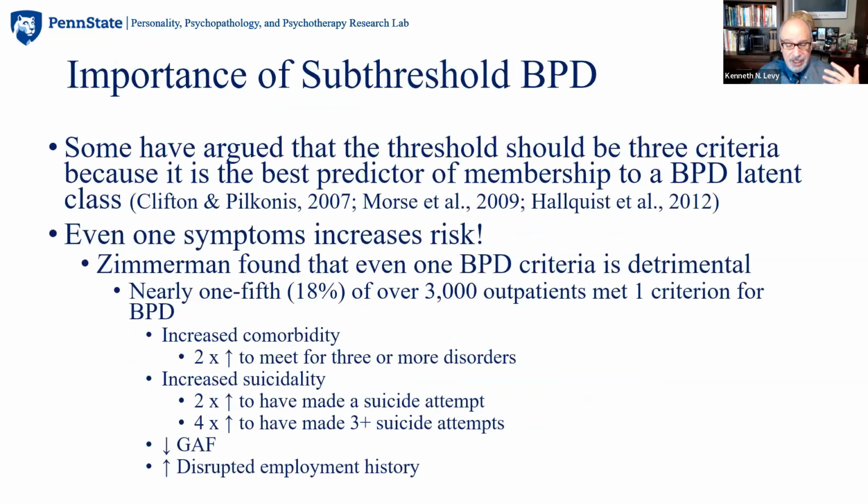Turns out that even people who are below the threshold for borderline personality disorder, 5 criteria on the DSM Section 2, even 3 criteria actually predicts membership in the latent class. But even one symptom seems to be problematic. Mark Zimmerman at Brown University found that one BPD symptom actually predicted increases in comorbidity, increases in suicidality, lower functioning, and disruptive employment history. So even if somebody doesn't necessarily meet criteria, we should be vigilant.